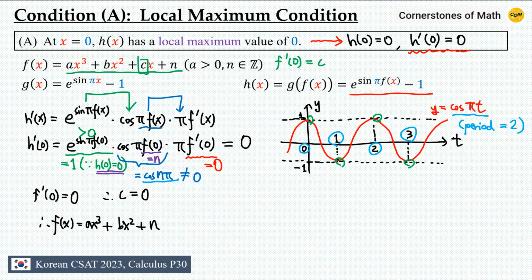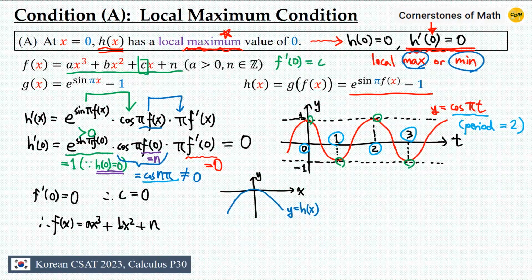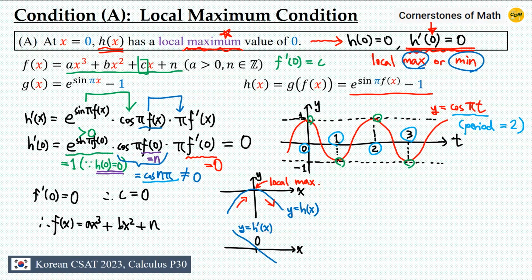Before we move on, let us actually use the fact that h(x) has local maximum at x equals 0. This part, h prime 0 equals 0, merely reflects the fact that h(x) has local extremum at x equals 0, which can be either local maximum or local minimum. In order for this h(x) to have local maximum at x equals 0, the graph of h(x) around x equals 0 must look like this. It must increase, then decrease. Therefore, the graph of its derivative h prime x must look like this. It must go from positive to negative.